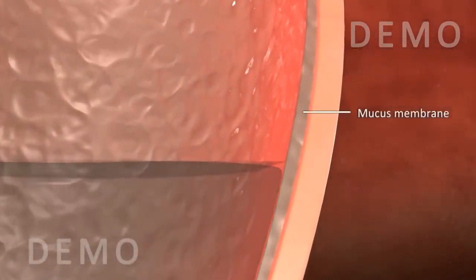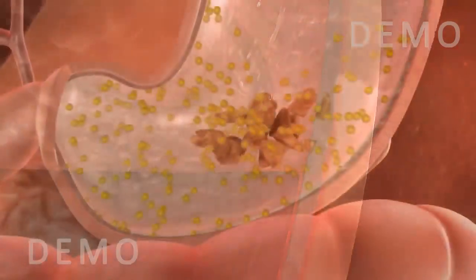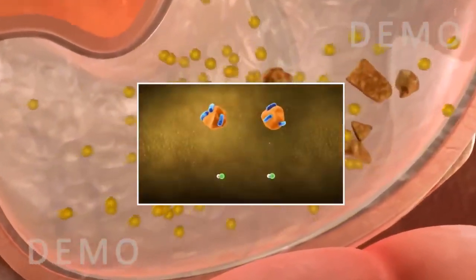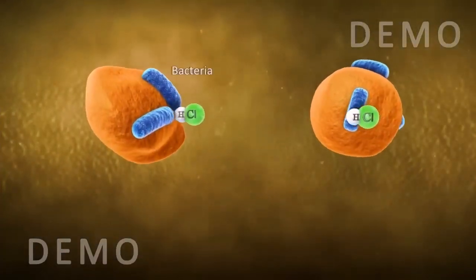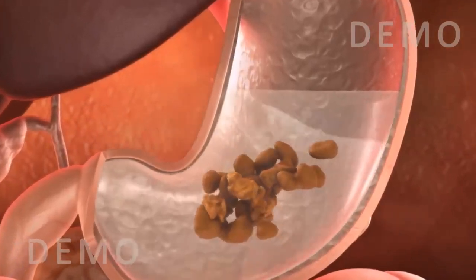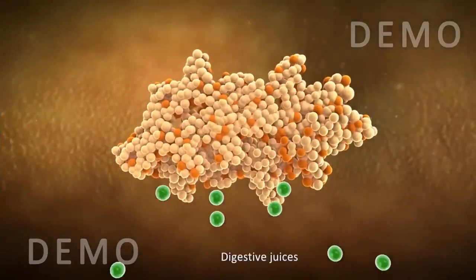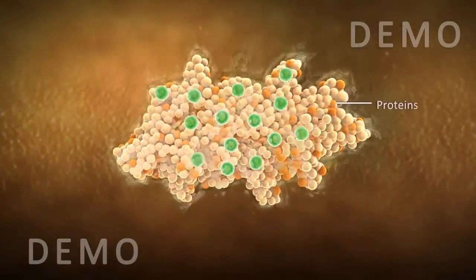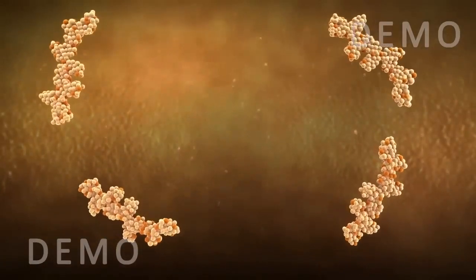The mucous membrane protects the inner wall of the stomach from the effects of the acid. The hydrochloric acid kills the bacteria that enter along with the food and also helps in the digestion of proteins. The digestive juices start breaking down the proteins present in the food into simpler forms.